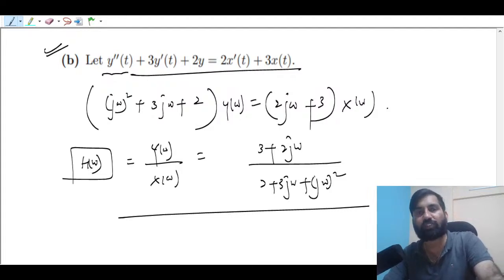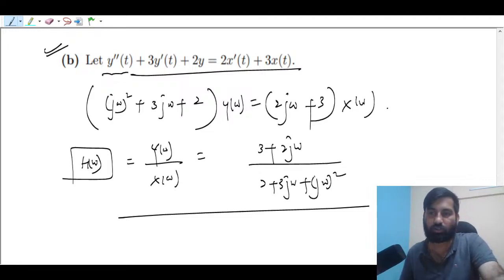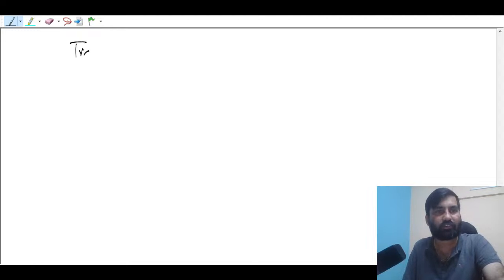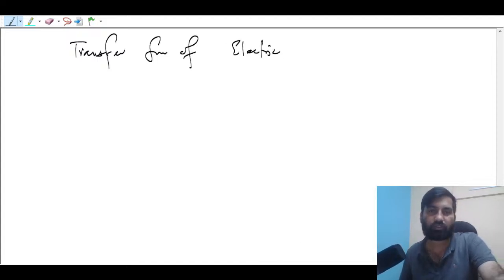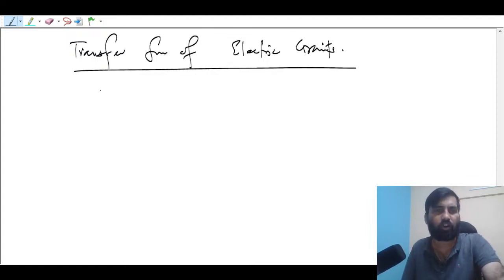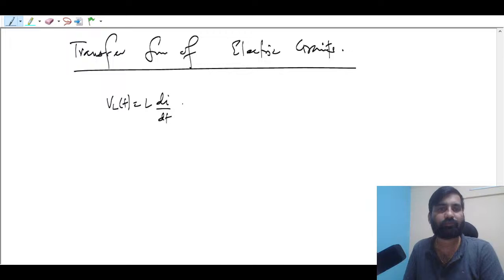Basically we use the transfer function concept in electrical circuits. Let me recall the transfer function of electrical circuit components. Suppose we have how current and voltages are related by the differential equation. In case of an inductor, V_L(t) equal to L di by dt.